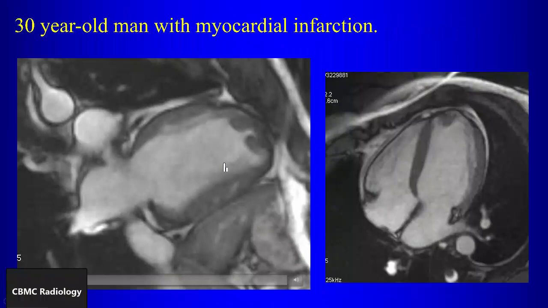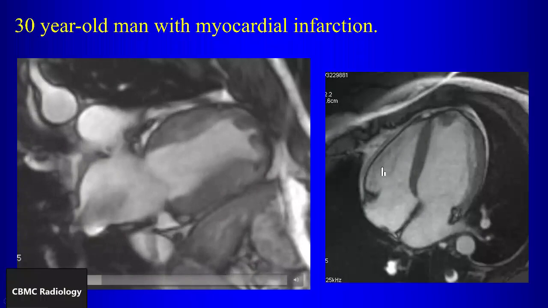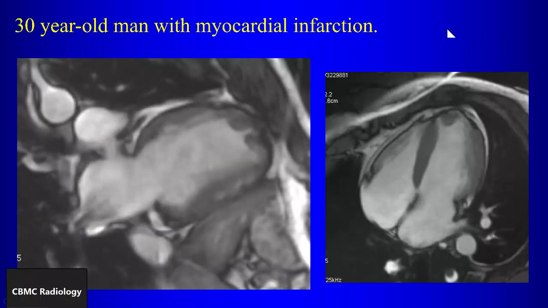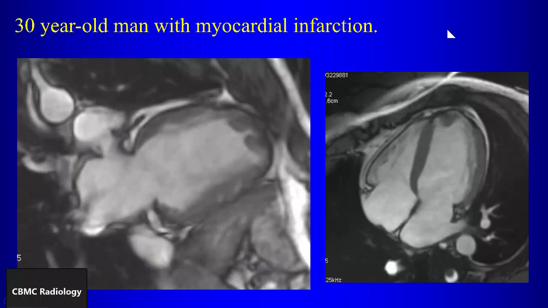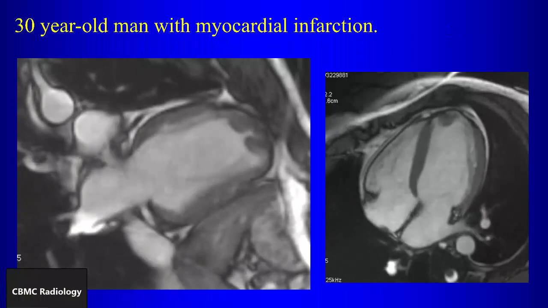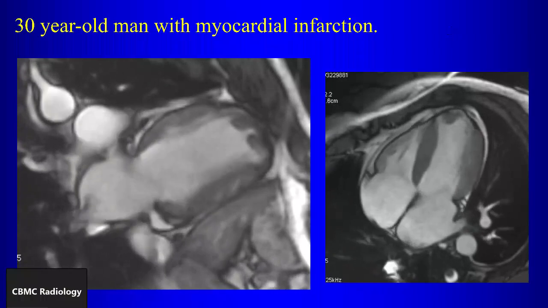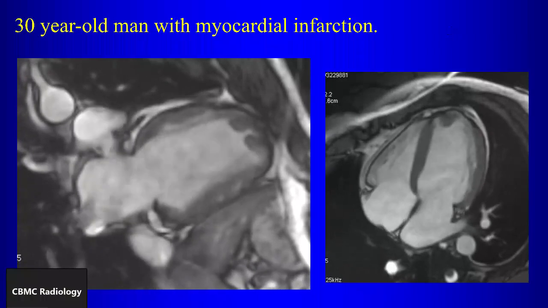Okay? So here is a 30-year-old man. What are we looking at and what are the findings here? 2-chamber and 4-chamber SSFP. We have a 2-chamber right blood image SSFP on the left, and on the right the 4-chamber view.